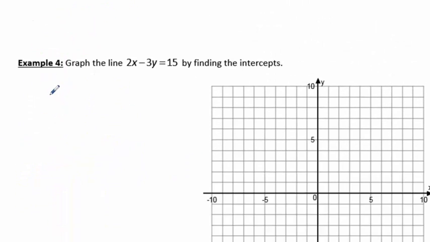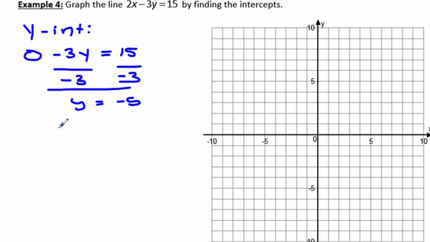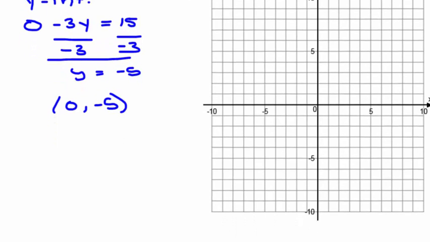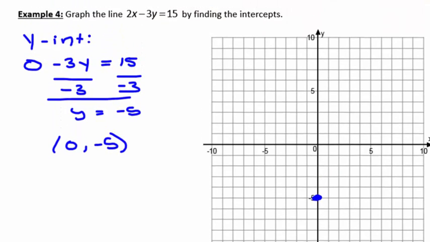Let's look at another example. We want to graph this line by finding the intercepts. So first of all, we're going to find the y-intercept. When I'm looking for the y-intercept, I know that 0 is going to be plugged in for x. So 2 times 0 is 0. Minus 3y equals 15. And that's just -3y. So I'm going to divide both sides by -3. We're going to get y equals -5. And the ordered pair was (0, -5), 0 being the x value, -5 being the y value. Let's graph that. Okay, and then we'll get our x-intercept.